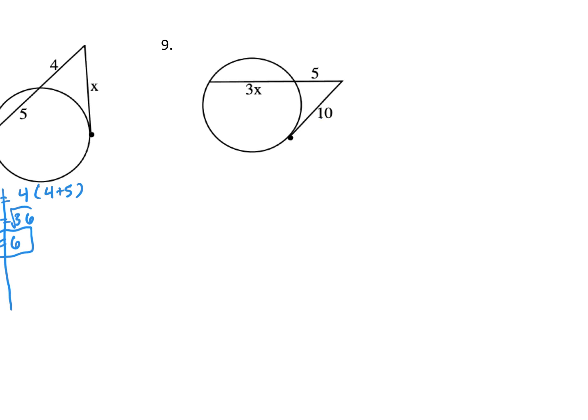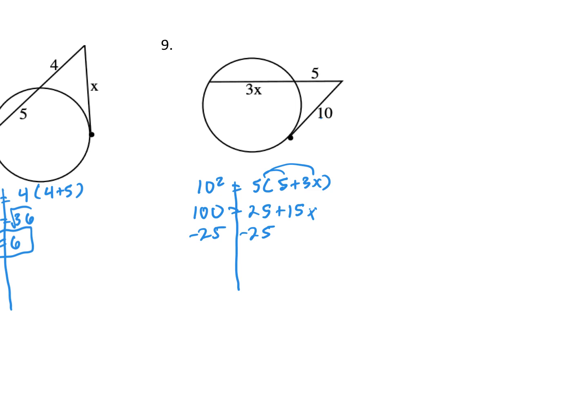Next is 10. 10 is the tangent, so 10 squared. Outside segment is 5 times the whole thing, which is 5 plus 3x. Gonna simplify, so 100 equals, distribute, 25 plus 15x. Subtract 25 from both sides. This gives me 75 equals 15x. If I divide by 15 on both sides, x is simply 5.